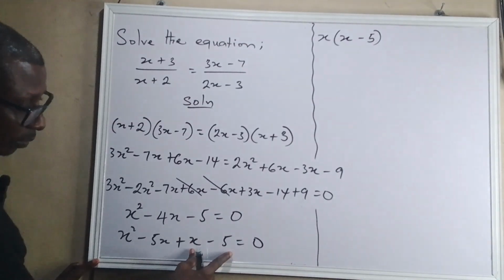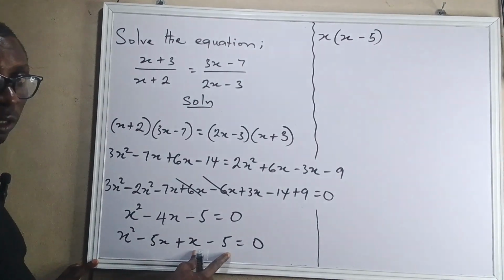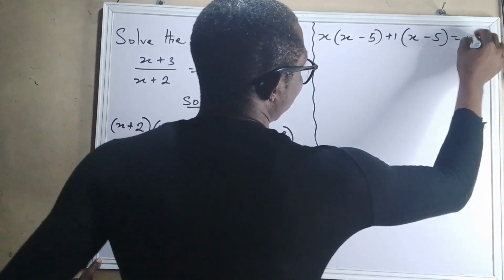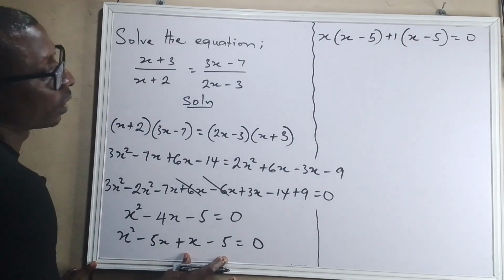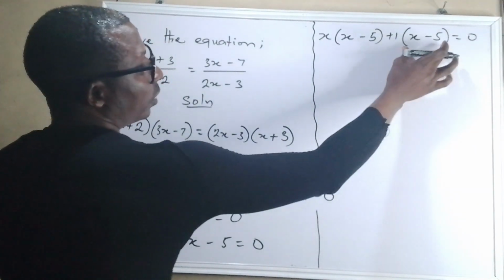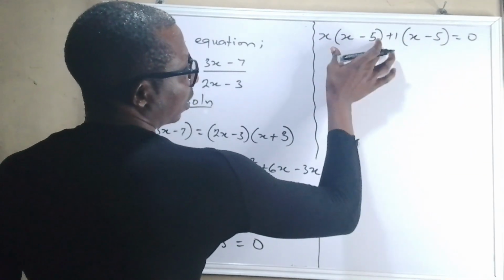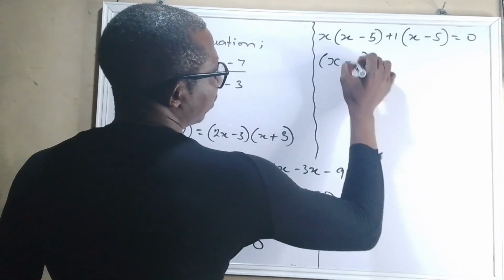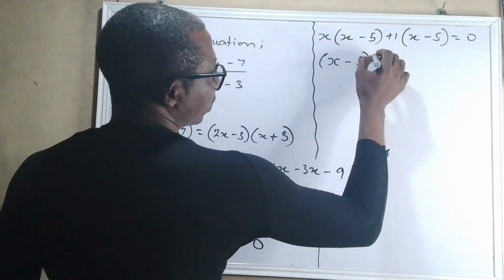So now let's look at this. What's the common factor? The common factor is plus 1. We have plus 1, (x - 5) equals to 0. So now, you look for the common factor here as well. So the common factor is x minus 5, and you are left with x plus 1.